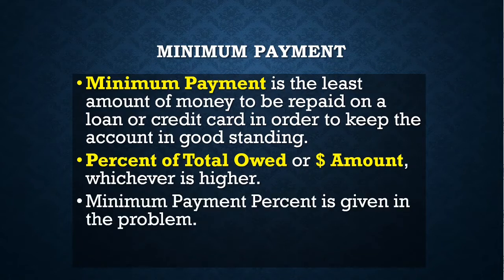When we're looking at the problems that we're going to do, you're given the minimum payment percent. Just like you're given the annual percent, you're given a minimum payment percent. And you need to make sure that you don't mix those percents up. And this minimum payment percent, you just leave as it is. You don't have to divide it by 12 because that's the percent that has to be paid each month.